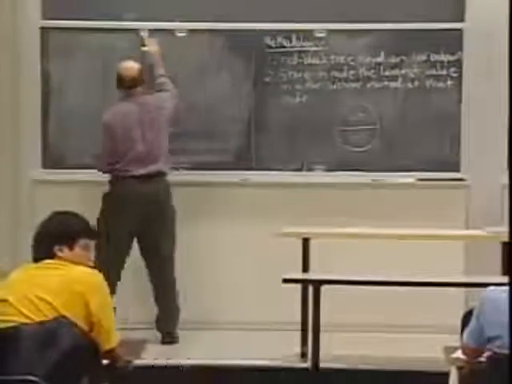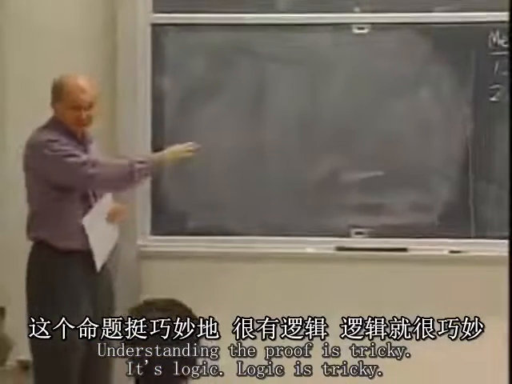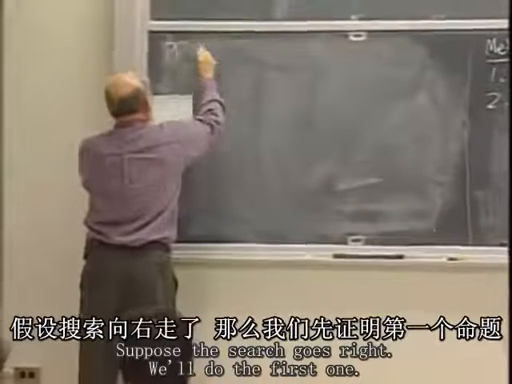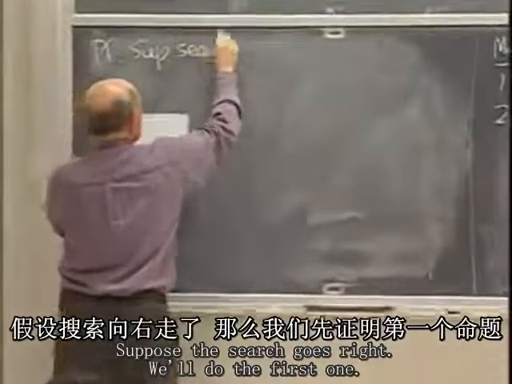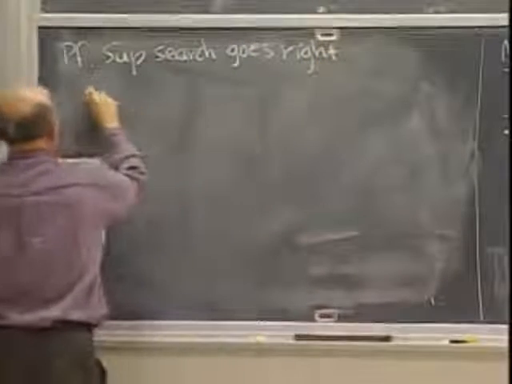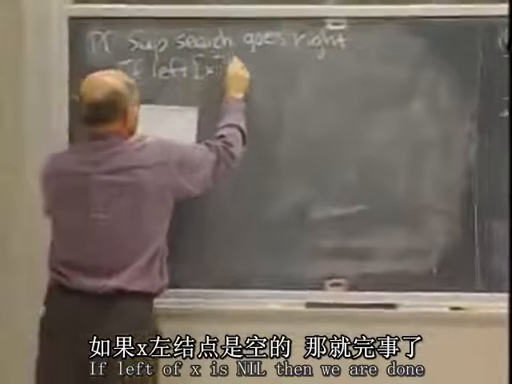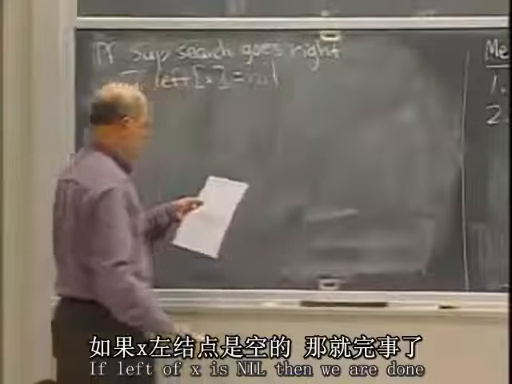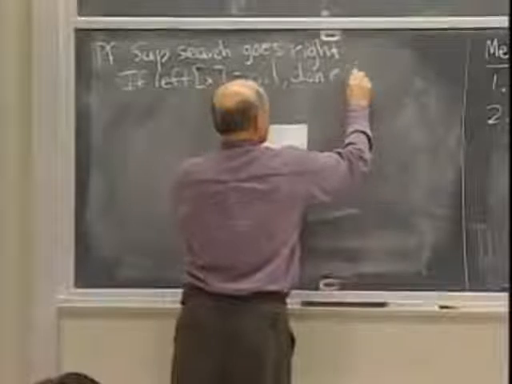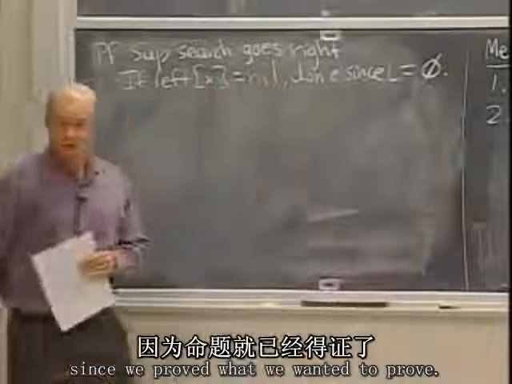So let's do this proof. Does everybody understand what the proof says? Because the understanding of the proof is tricky. It's logic. Logic is tricky. So suppose the search, we'll do the first one, goes right. If left of x is nil, then we're done, since then we've proved what we want to prove.